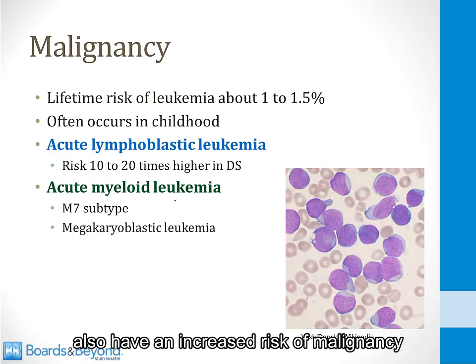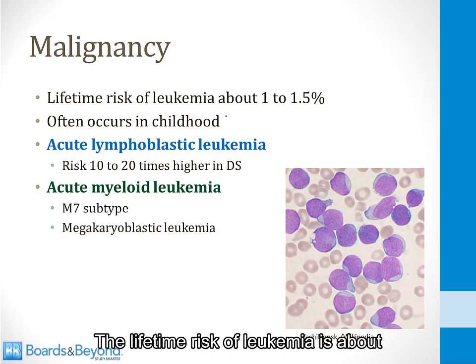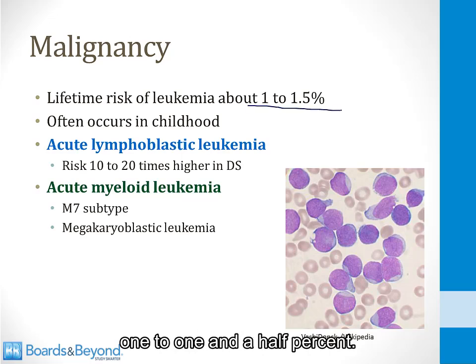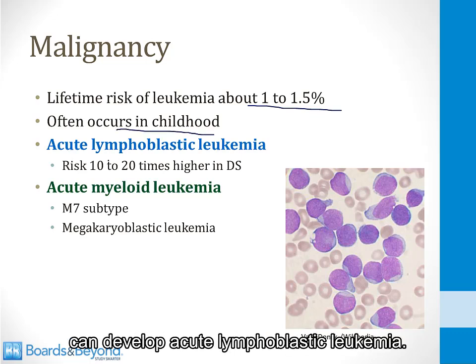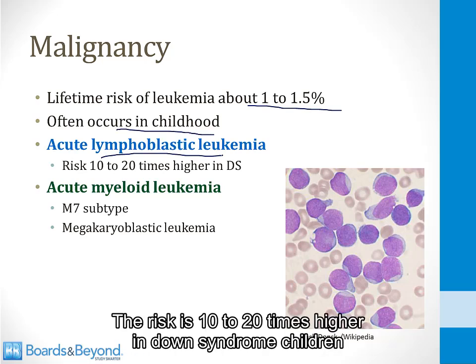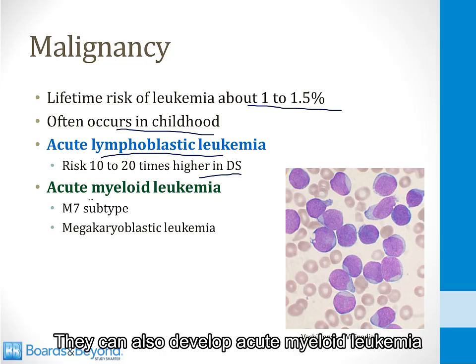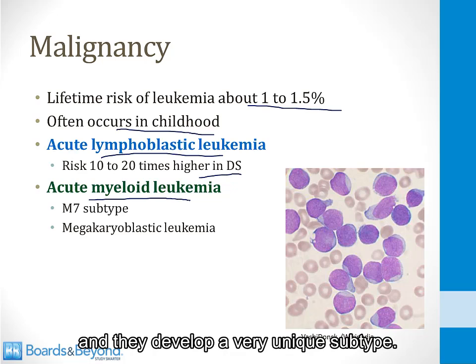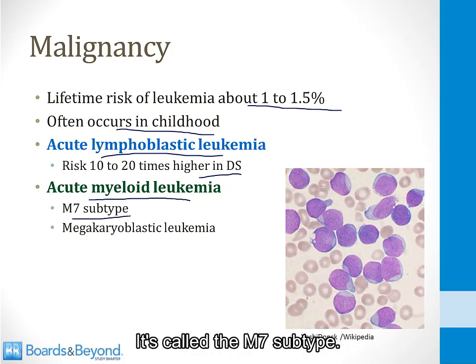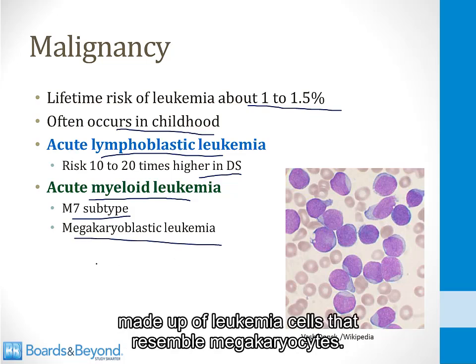Children with Down syndrome also have an increased risk of malignancy, especially leukemia. The lifetime risk of leukemia is about 1 to 1.5%. It often occurs in childhood. Children with Down syndrome can develop acute lymphoblastic leukemia. The risk is 10 to 20 times higher in Down syndrome children than in the general population. They can also develop acute myeloid leukemia, and they develop a very unique subtype. It's called the M7 subtype. It is a megakaryoblast leukemia made up of leukemia cells that resemble megakaryocytes.